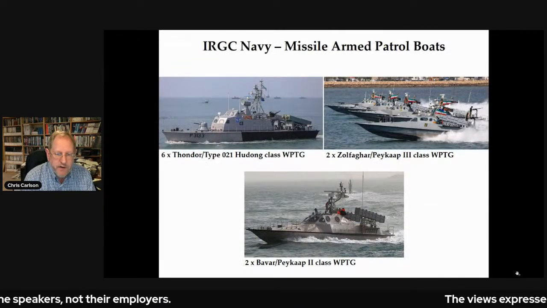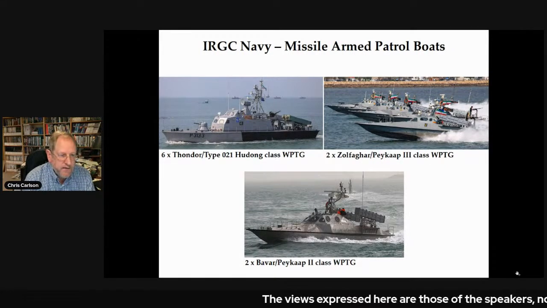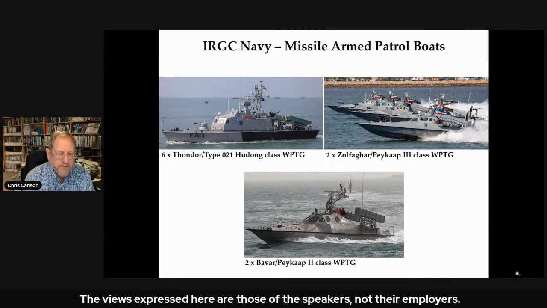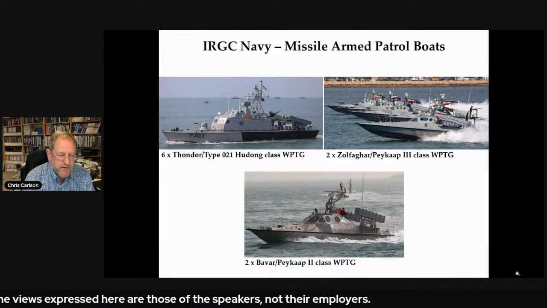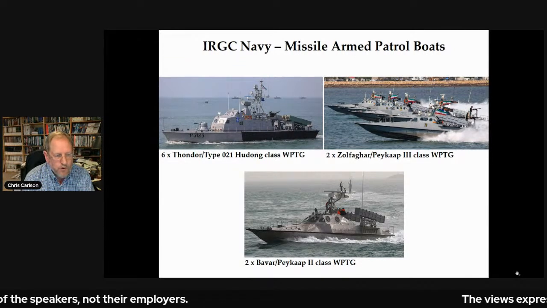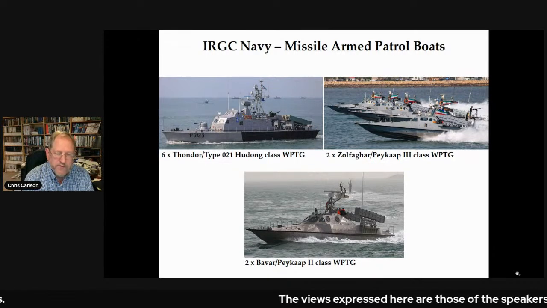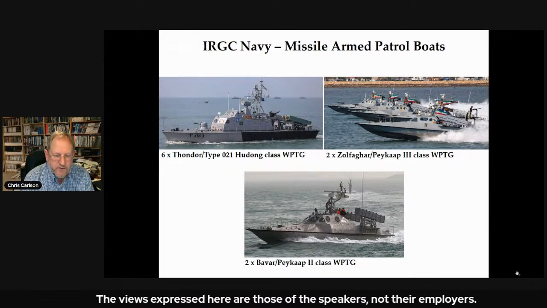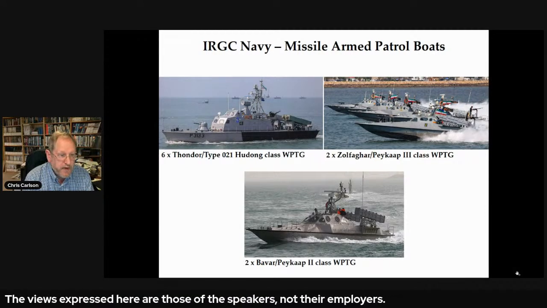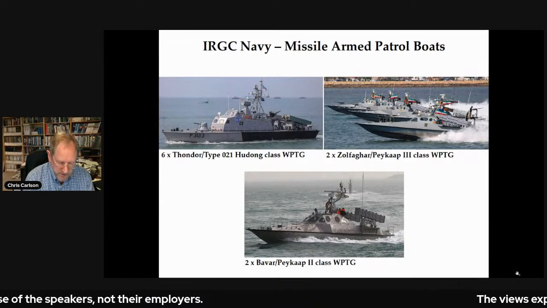The Iranians were all operating inside the Persian Gulf, so it's all IRGCN assets. There were 6 Thondars involved. These are Chinese-made Type 021 Hudongs with Noor or Gadir type missiles, which are basically knockoffs of the C-802. There were also 2 PACAP 3s and 2 PACAP 2s. These are North Korean-based patrol boats, again running around with Chinese missiles.